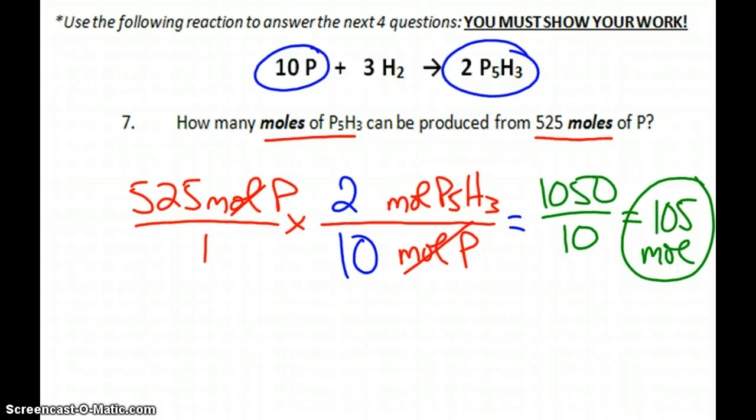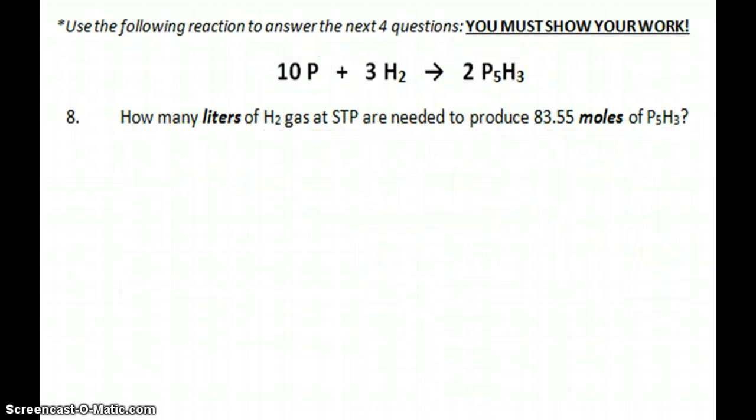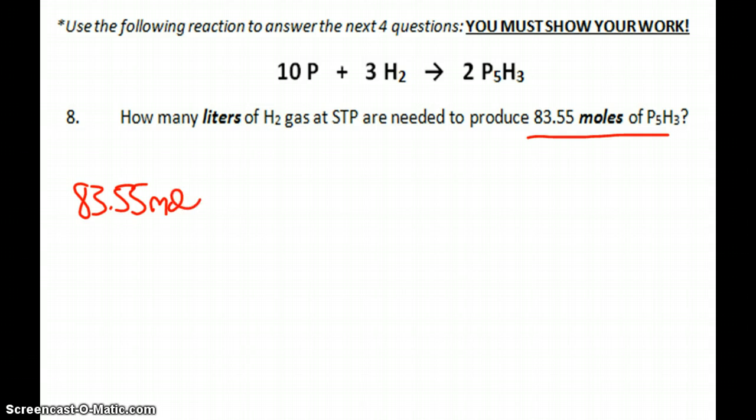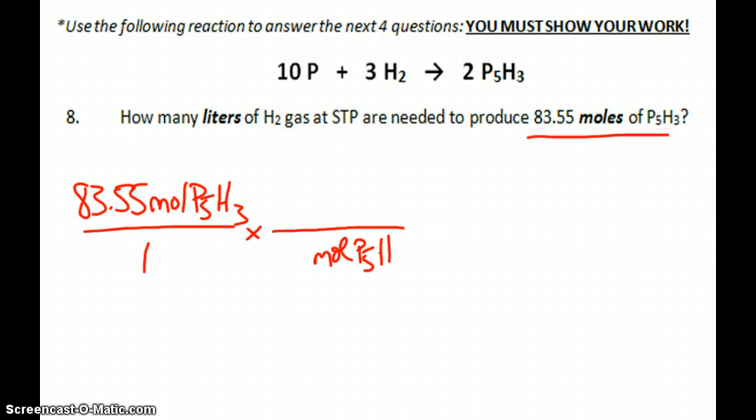All right. The next question asks about liters. And so again, I have a mole-mole problem to start because I'm given 83.55 moles. That's an ugly looking mole. Moles of P5H3. Put that over 1. I immediately put moles of P5H3 down here because I need to convert it to what? I'm trying to find out about liters of hydrogen. So I need to change to moles of hydrogen.